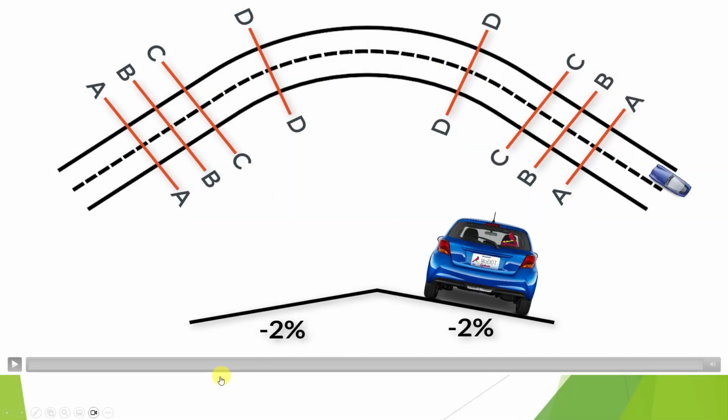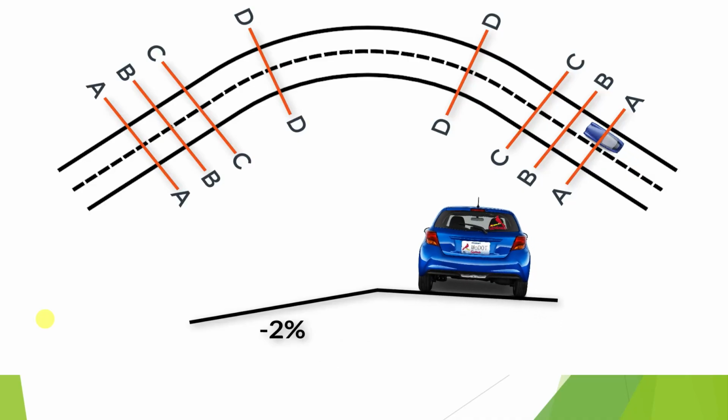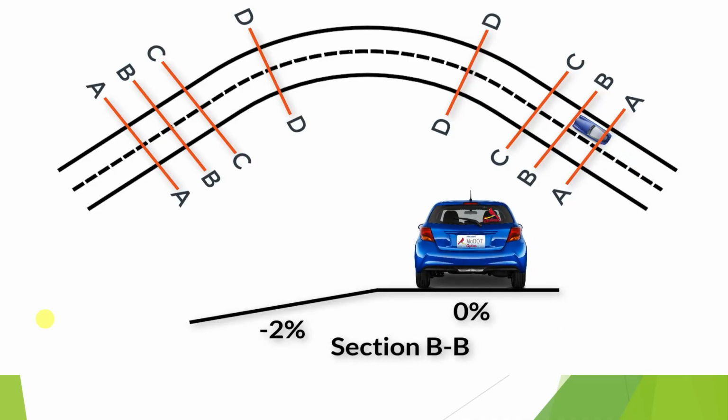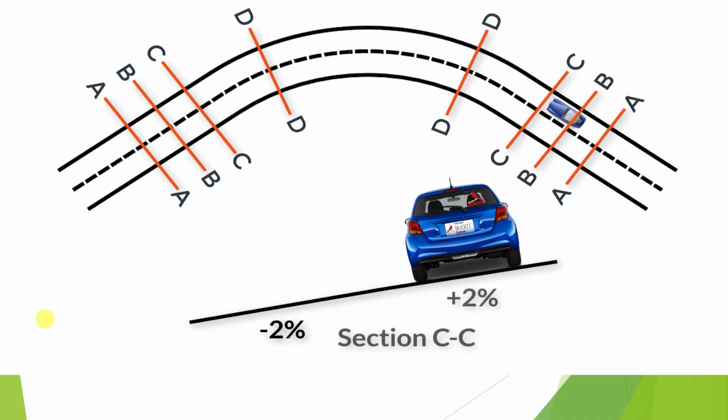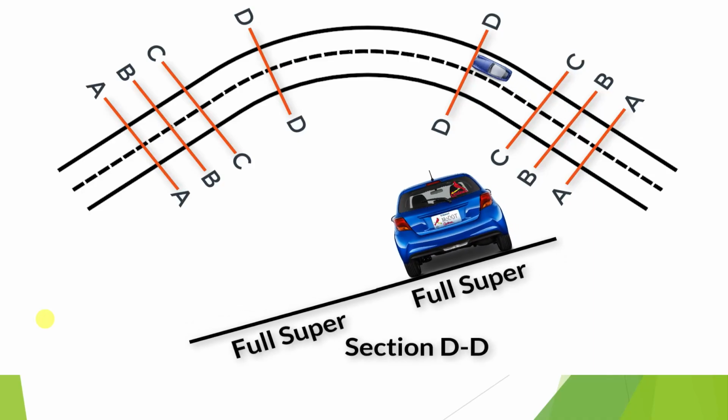Okay, now here's a video. Let's see if I can get it to play. There it is. And this represents super elevation. So at AA, we're at a negative 2% on both sides for section AA. The car travels through and goes to section BB. We're starting to super elevate. We're at 0 on the right side and still negative 2 on the left. Then at C, we're going to be at a negative 2 on the left and a positive 2 on the right. And then when we get to D, everything goes to full super, whether it be that 4% or that 8%, depending if it's urban or rural.